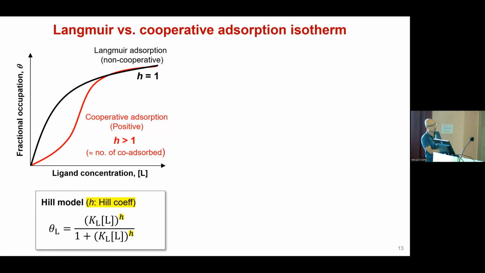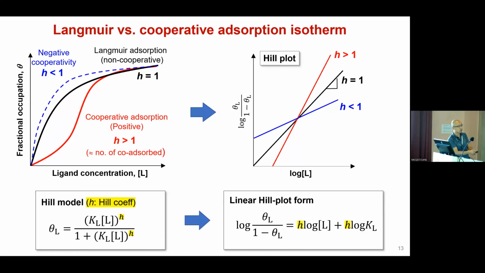Now, this behavior can be described by the classic model called Hill model, where the h on the exponent is a Hill coefficient. So for positive cooperativity of molecular absorption, h is bigger than 1, which is actually sort of a number that tells you the number of co-adsorbed molecules simultaneously every time. Now, you could also have negative cooperativity in molecular absorption, where h is smaller than 1, but bigger than 0. Now, you can rearrange this equation into a linear format, okay? And now in this linear format, the slope here is a Hill coefficient, which again is a numeric number that quantifies cooperativity.